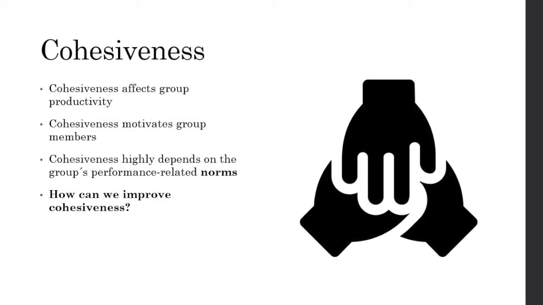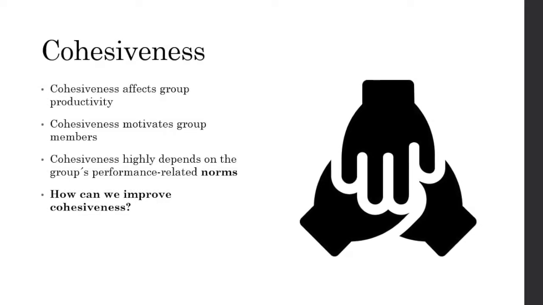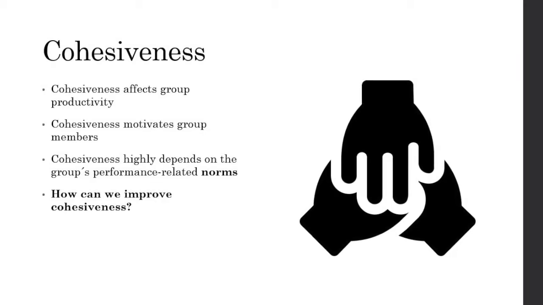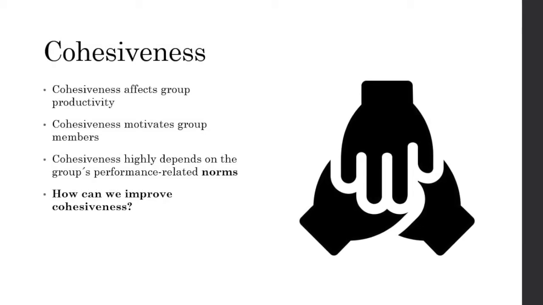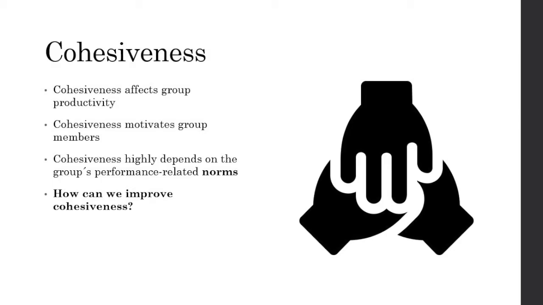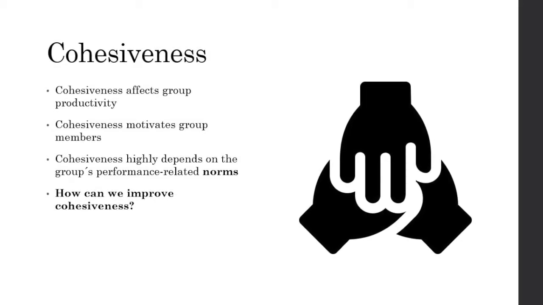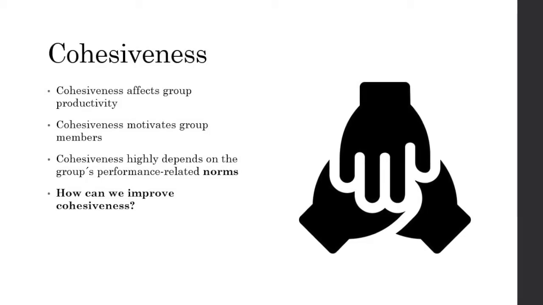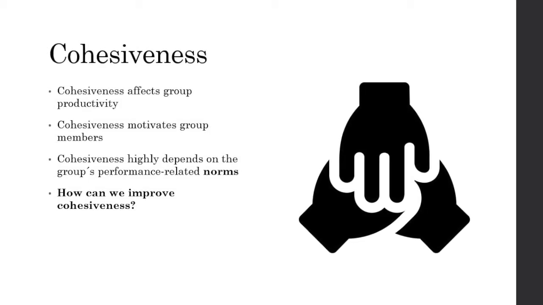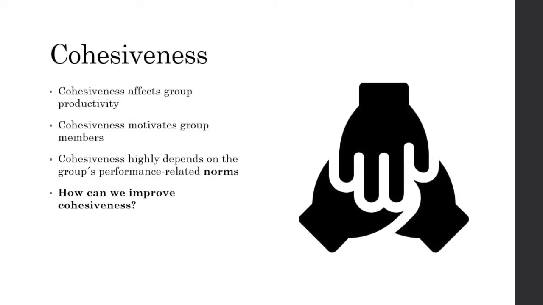How can this be improved? It can be improved in different ways. For example, as I told you before, the size of the group is really important to make sure that the cohesiveness is the best. So you can make the group smaller or bigger depending on the needs you have in your group. It depends on every specific group.